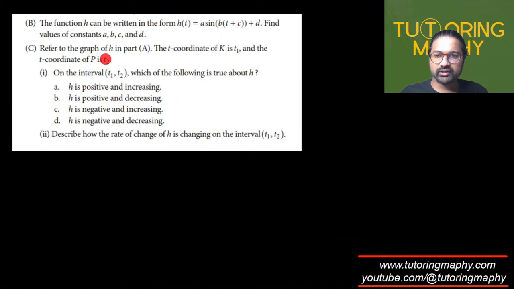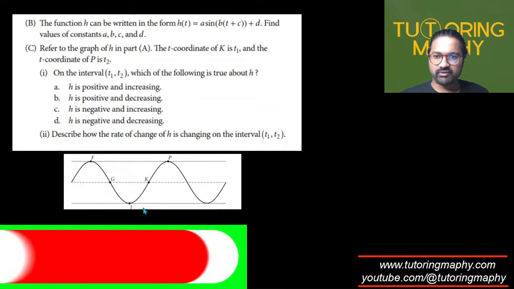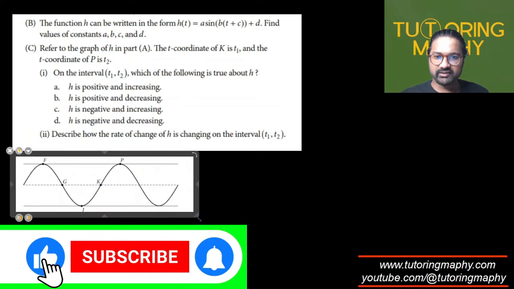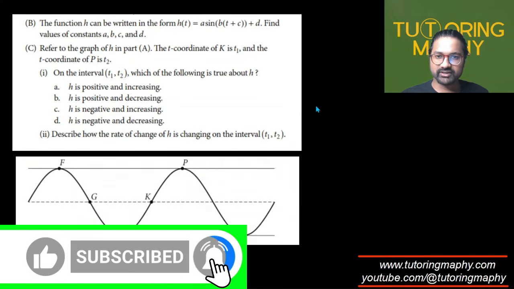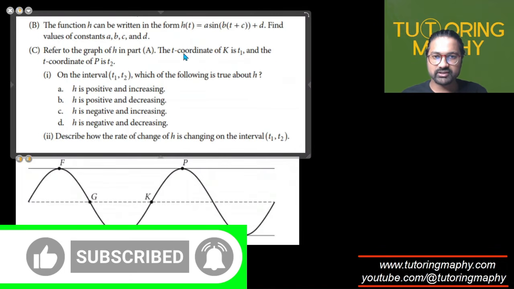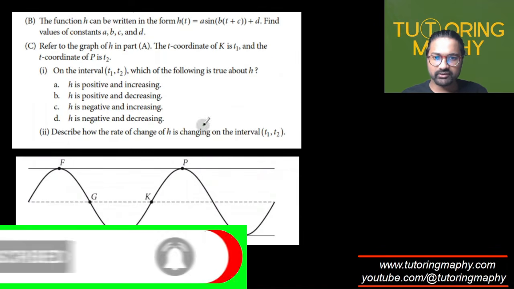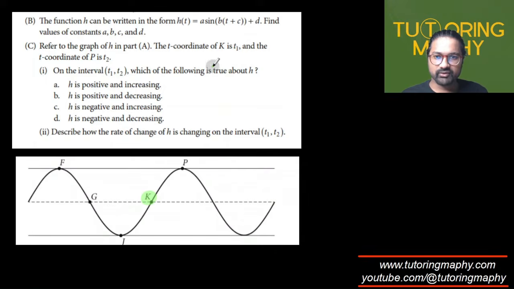Referring to the graph of h in part A, I'll just pull that graph once again so that we don't have to toggle the slides again and again. This is the graph. They are saying that between t1 and t2, and what is t1? t1 is the point K. This is t1. And what is t2? t2 is the point P. So they are asking which of the following is true about h: h is positive increasing, positive decreasing, negative increasing, negative decreasing.